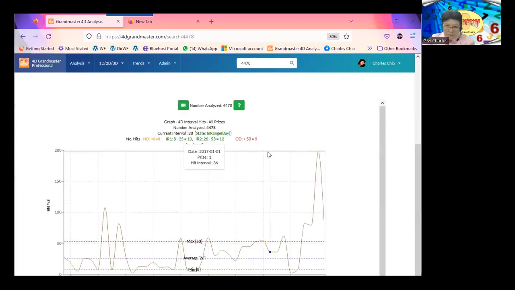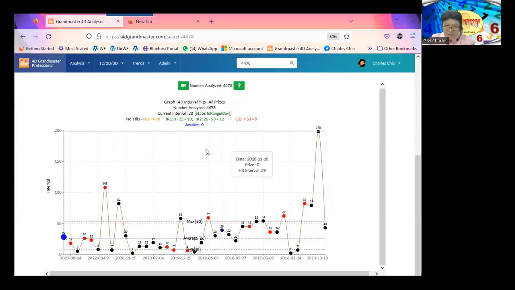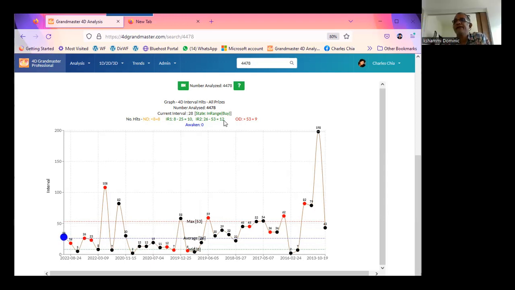This number, if you look at the chart again: NotDue 8 times, OverDue 9 times. See, OverDue and NotDue have about the same hits, very low. IR1 got 10 times, IR2 got 12 times. In this case, IR2 got more hits for this number, slightly more, 10 versus 12. Still, in range is better, but I would say most of the time IR1 is better.